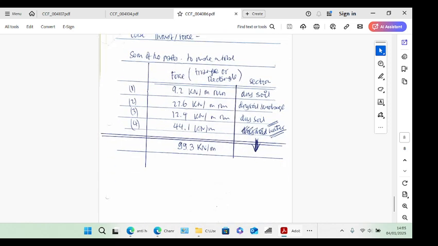So you just add them all up. I'll summarize the parts to make a total. Section triangle 1 is 9.2 kilonewtons per meter run, which is the dry sand above the water table. Then section 2 is 27.6 kilonewtons per meter run, which is the dry soil surcharge on the wet sand.